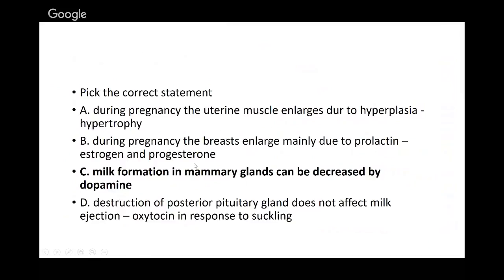The breast enlargement during pregnancy is due to effects of estrogen and progesterone, not prolactin. So prolactin is strictly for milk formation only. Because prolactin plays a role in milk formation, it can be decreased by dopamine. As you all know, dopamine is a lactotroph inhibitor. So it acts on the lactotroph in the pituitary gland to inhibit the release of prolactin. So that's why it can reduce milk formation.